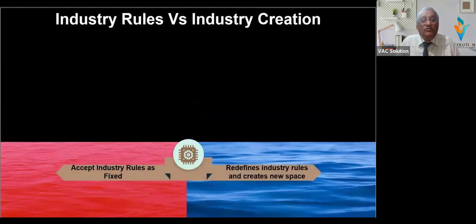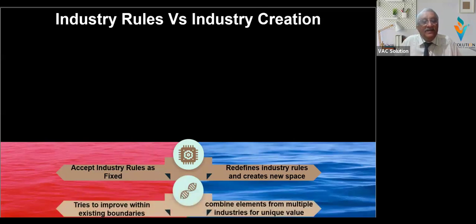Then you have the industry rules and industry creation. Industry rule is dominant logic. Accept industry rule as fixed. We think the dominant logic, whatever it is of the industry, we have to work within it. Whereas blue ocean strategy redefines industry rules and creates a totally new space. Tries to improve within existing boundaries. When you accept the industry dominant logic, you always try to operate within it. You don't try to break it.